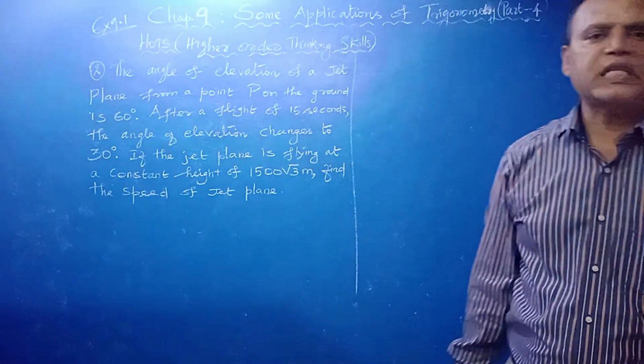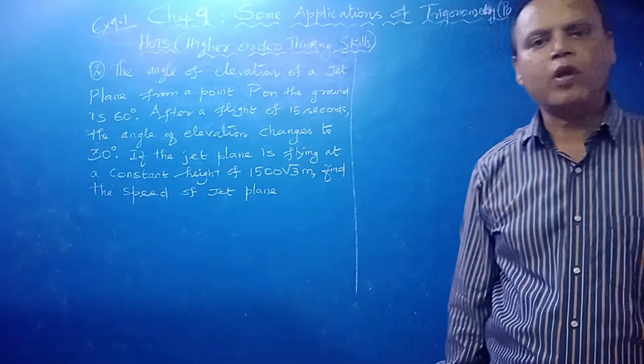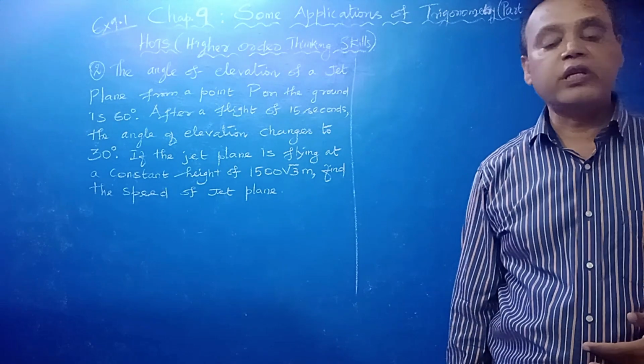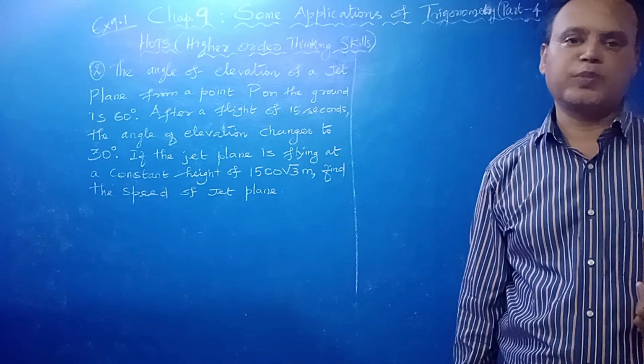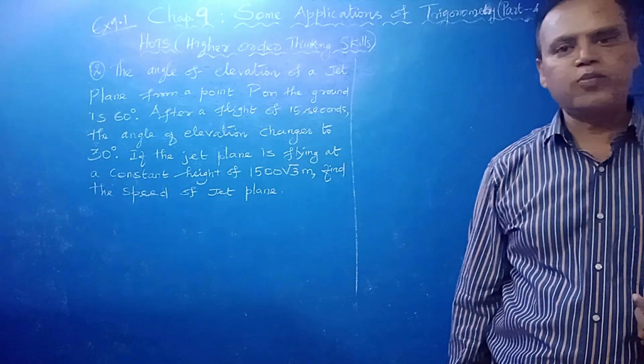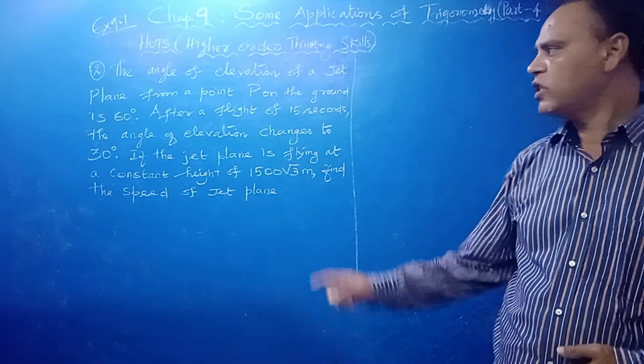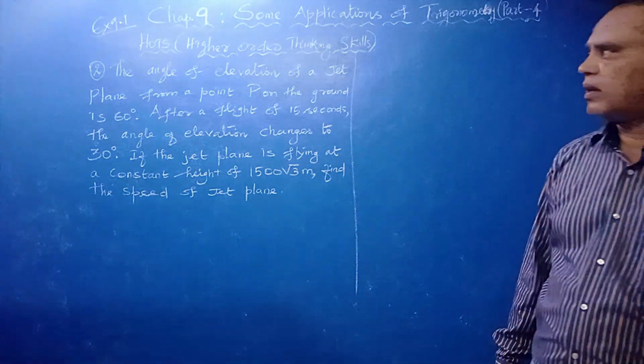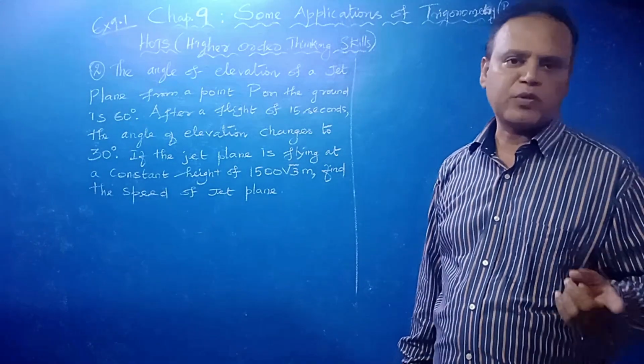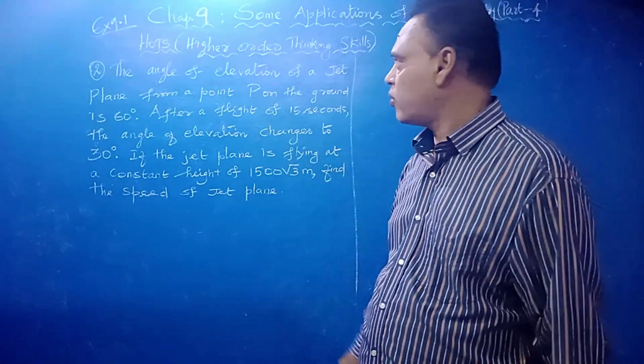Chapter 9, some applications of trigonometry, part 4. In this part we are going to see some more harder problems, higher order thinking problems. You see this problem, very important. We have already seen one problem in the previous part. This is the second problem.